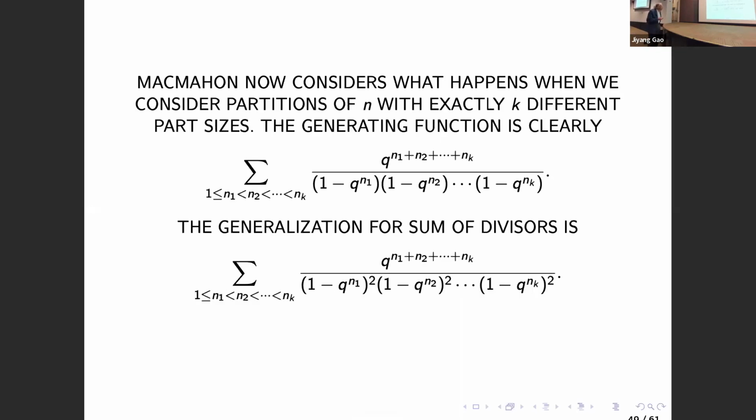MacMahon now considers what happens when we consider partitions of n with exactly k different part sizes. So if we have one part size, that's the number of divisors of n. So this is how he is going to consider the generalization. The generalization for the sum of the divisors will be exactly what you would expect, and when k is equal to 1, this is then the generating function for the sum of divisors.